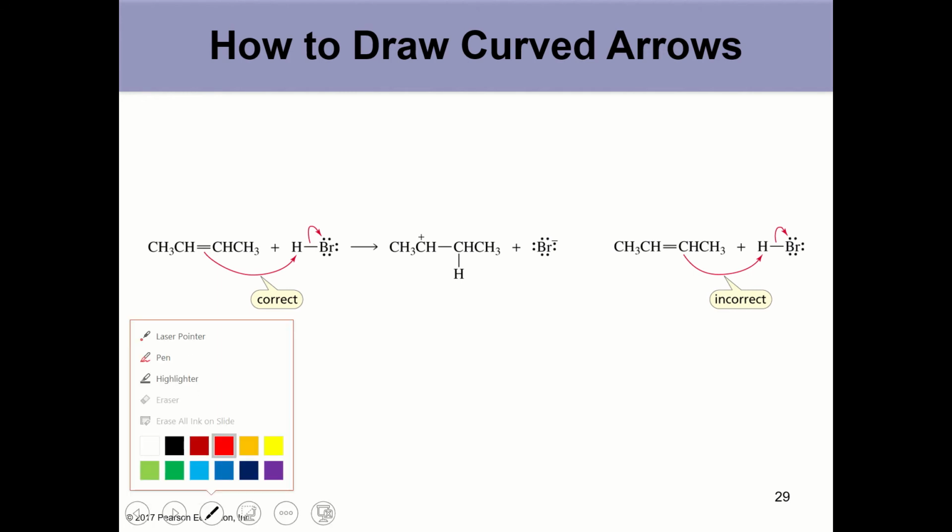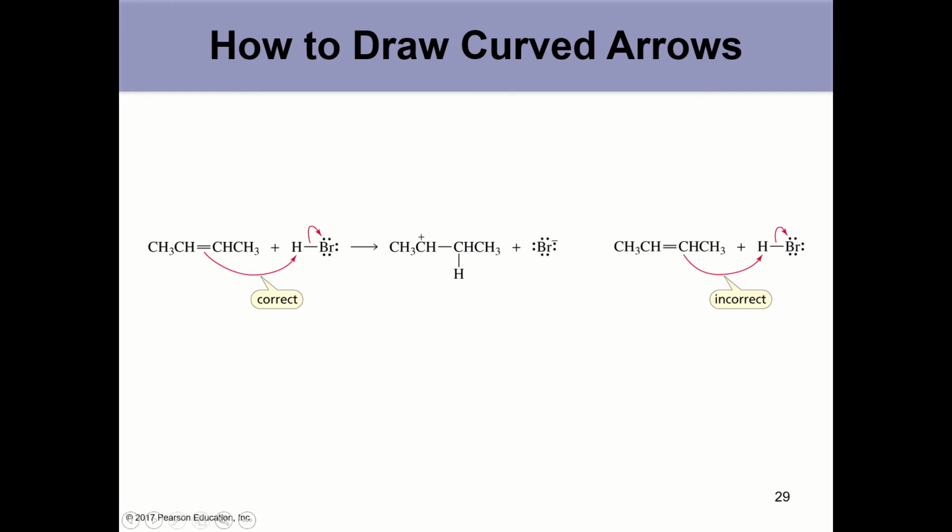Do you need a review of what a nucleophile and electrophile are? A nucleophile is a pi bond, lone pair, or negative charge.